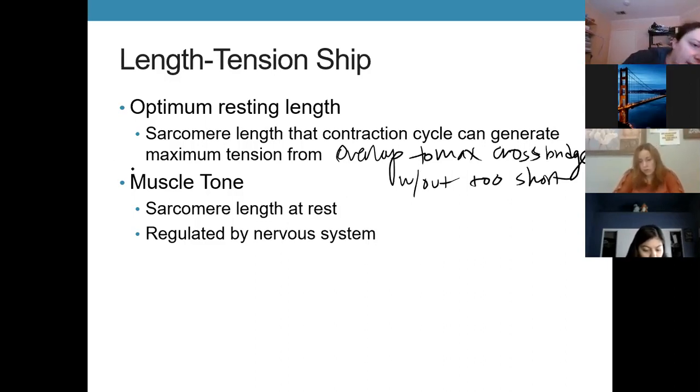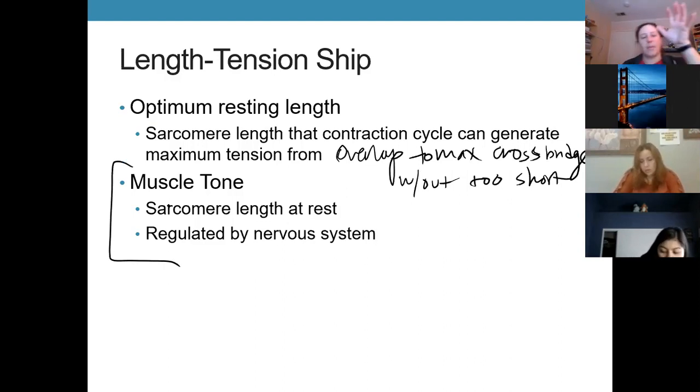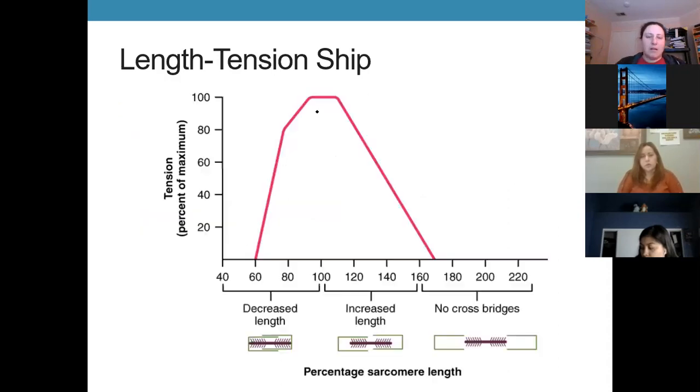And we can match that up with this idea of muscle tone, this idea that there's always a little bit of activity in our muscle fibers, regulated by the unconscious parts of our nervous system, because one of the goals of muscle tone is to maintain our sarcomeres at the optimum resting length, so that whenever our muscles are needed, they're already able to generate maximum tension. So that's where we get this graph of the length tension relationship.